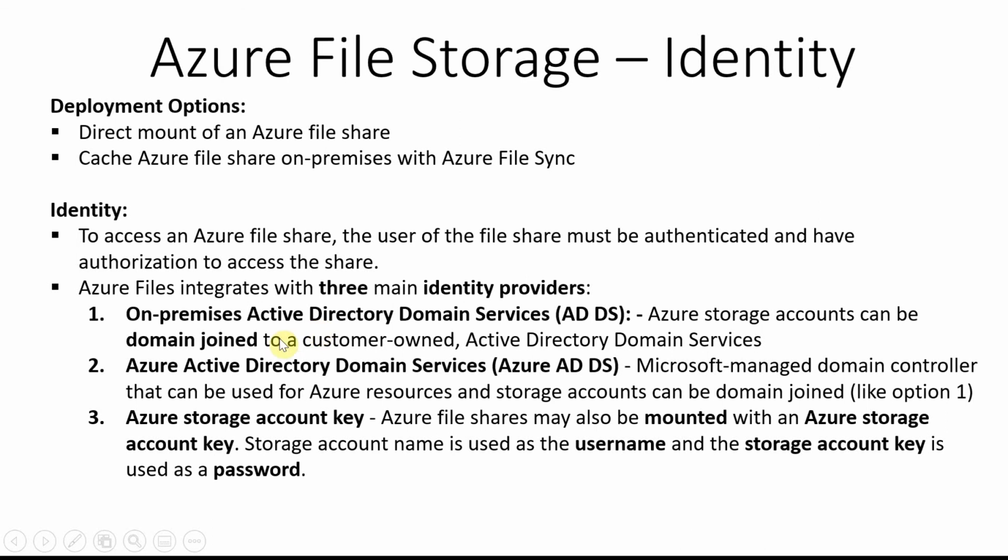So let's say your file storage is associated with a Windows server, a Windows file server. That Windows machine can be domain joined into an Active Directory. That way you can control it and give permissions, and there's something called RBAC, role-based access control. You can enable that in Active Directory, and you can tell.